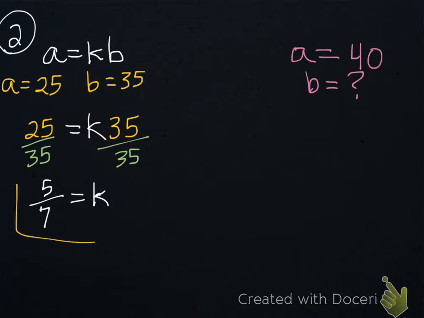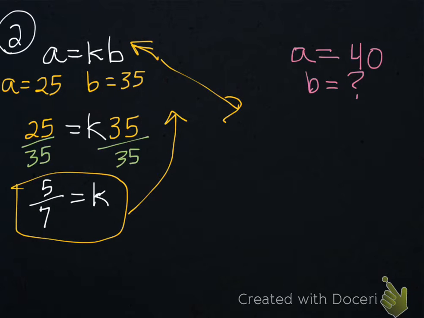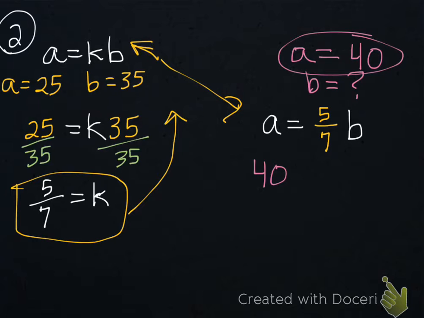Alright, so we're going to take that and plug it into the equation, write it over here. So I would have A equals my k value, 5 over 7, times B. Now what are we plugging in? We are plugging in A the second time. So I have an A of 40. That's equal to the 5 over 7 times B.